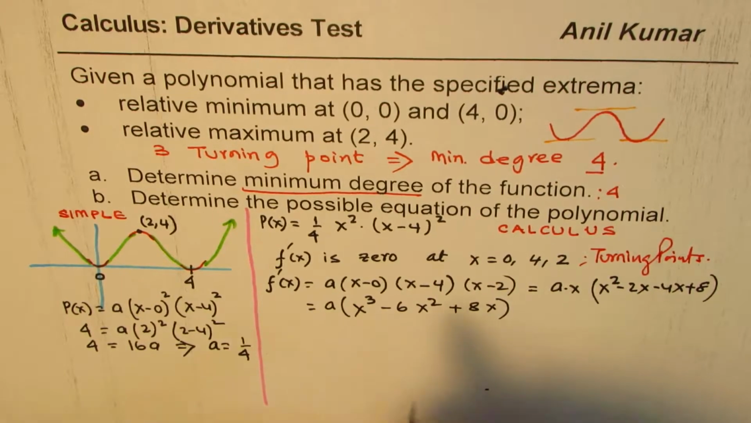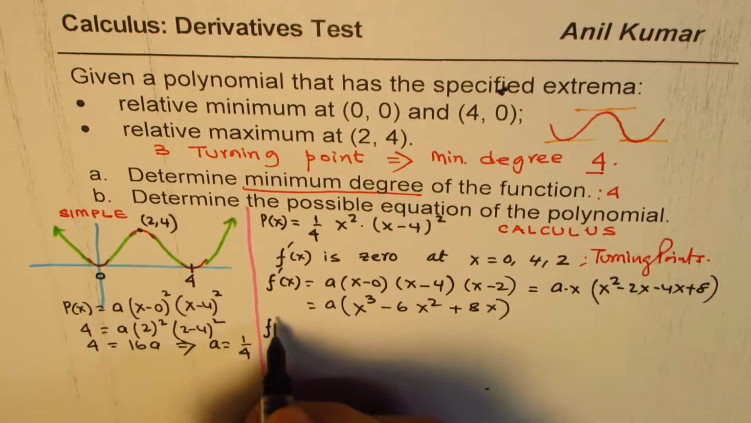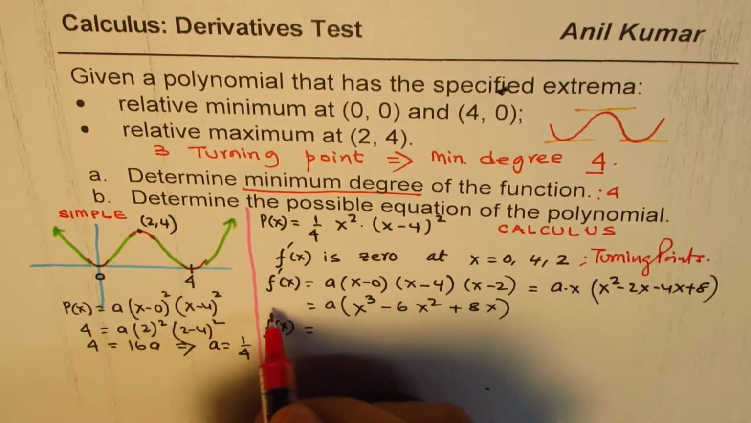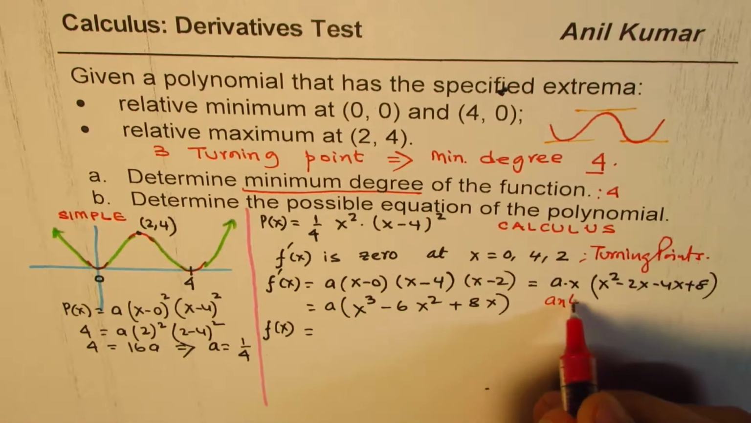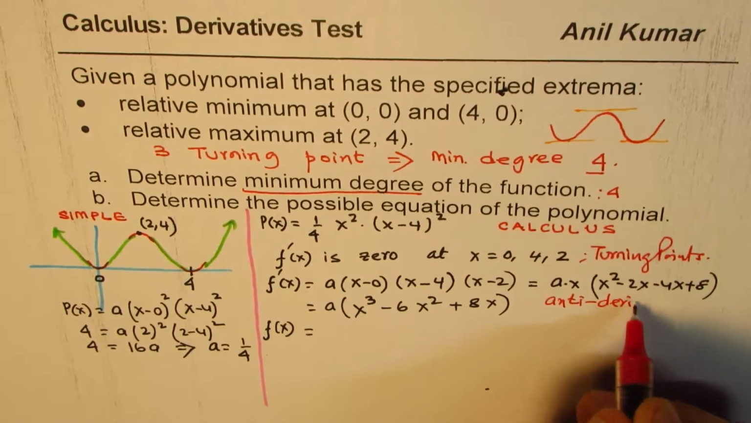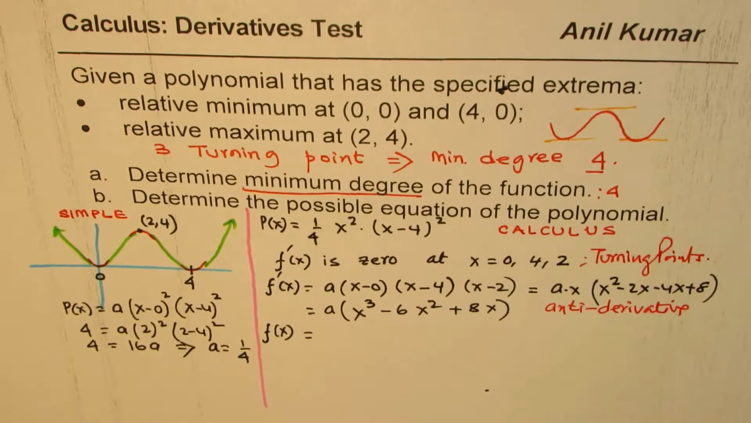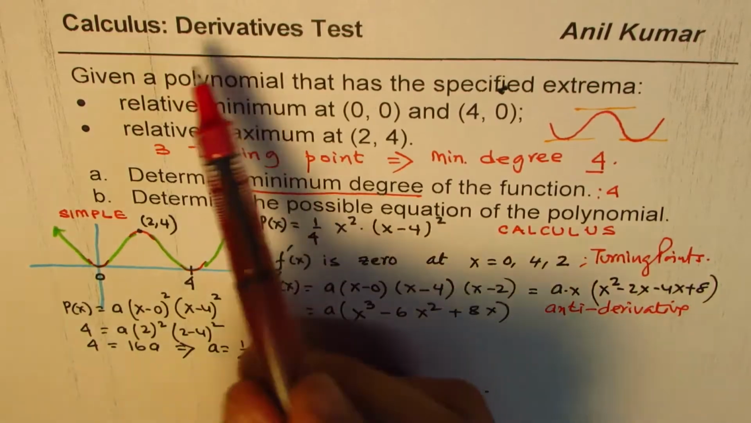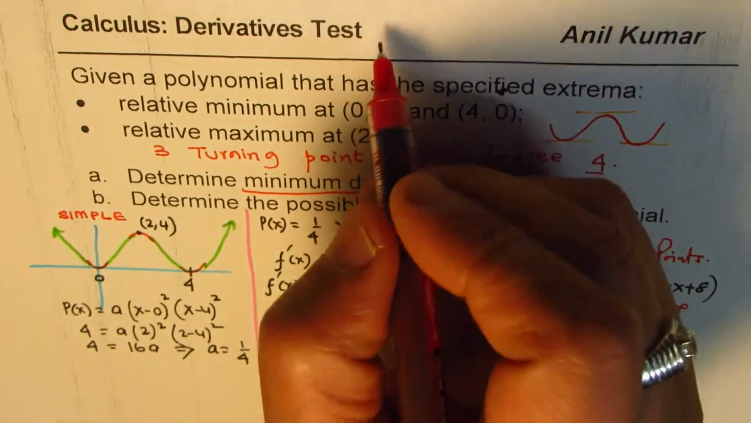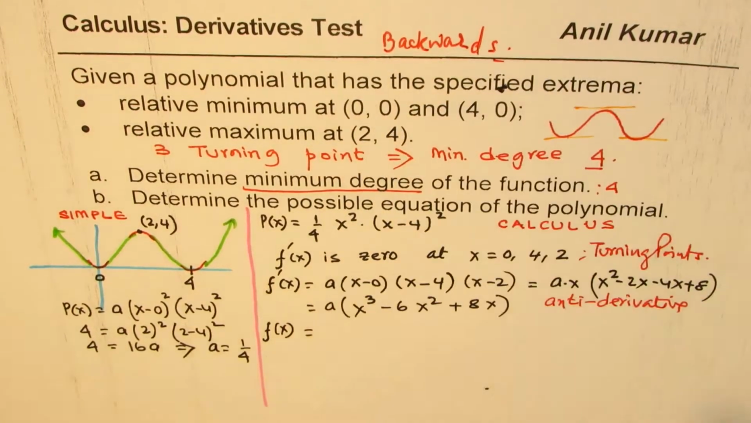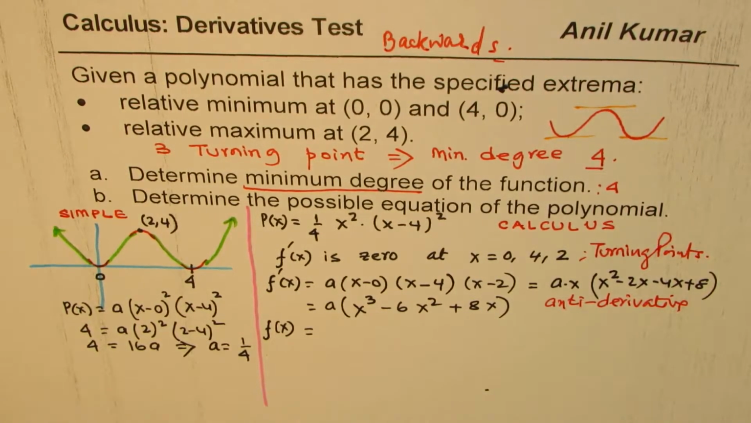What we really need to find is the function itself. So what is the function? From here to here, we have to do antiderivatives. Do you understand? So this question basically belongs to the section where you're doing backward calculation, so we will work backwards. And that is how this question has been placed in the test paper for the calculus students. I hope you appreciate it.